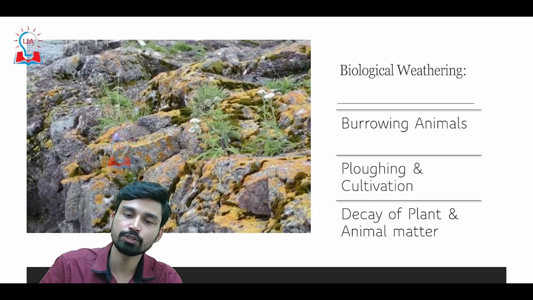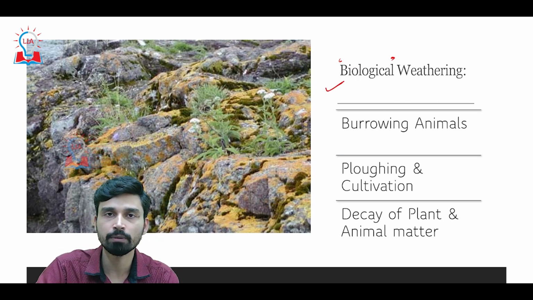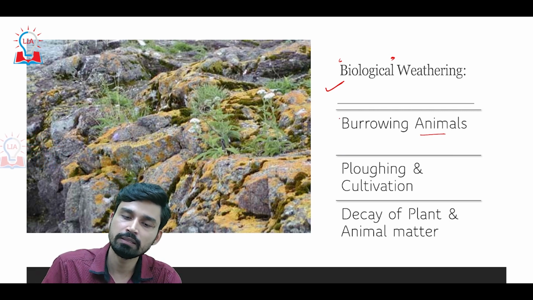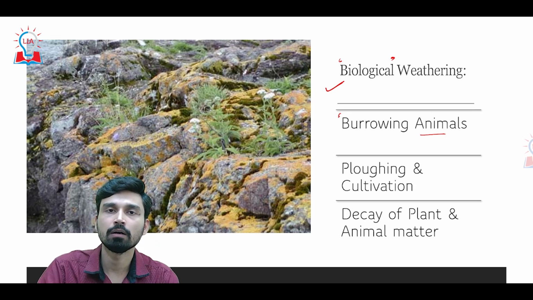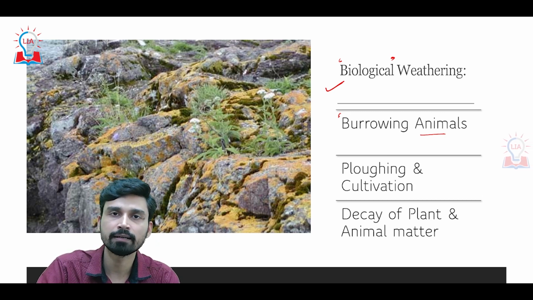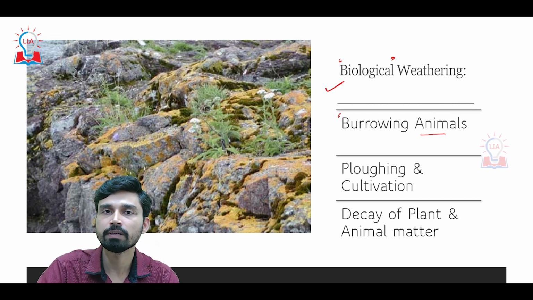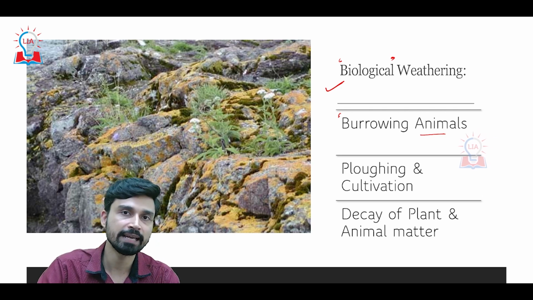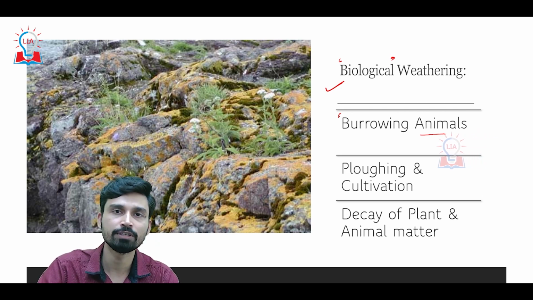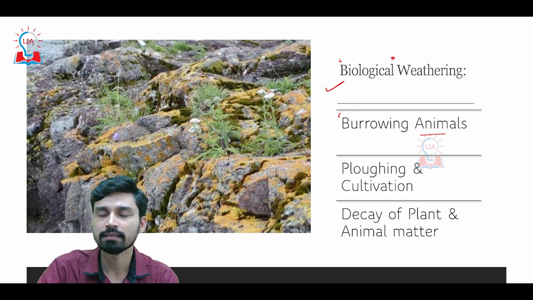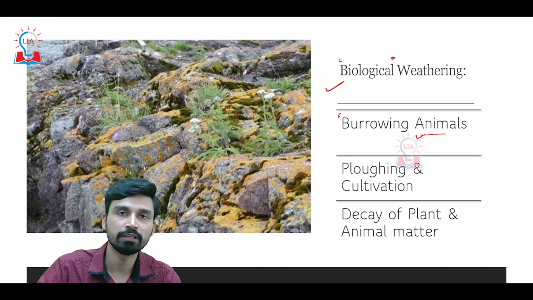Biological weathering refers to weathering that happens due to biological agents of erosion. For example, we have burrowing animals, such as rabbits, rats, mice or moles. When these burrowing animals dig a hole inside the ground surface, new layers of earth surface are then exposed to various agents of erosion. It can be physical agents, it can be chemical agents, and thus it also leads to biological weathering.